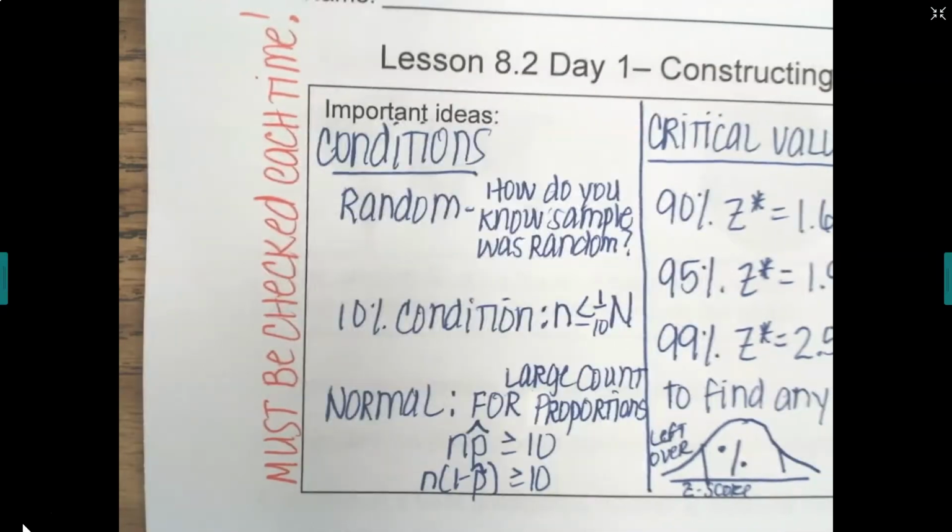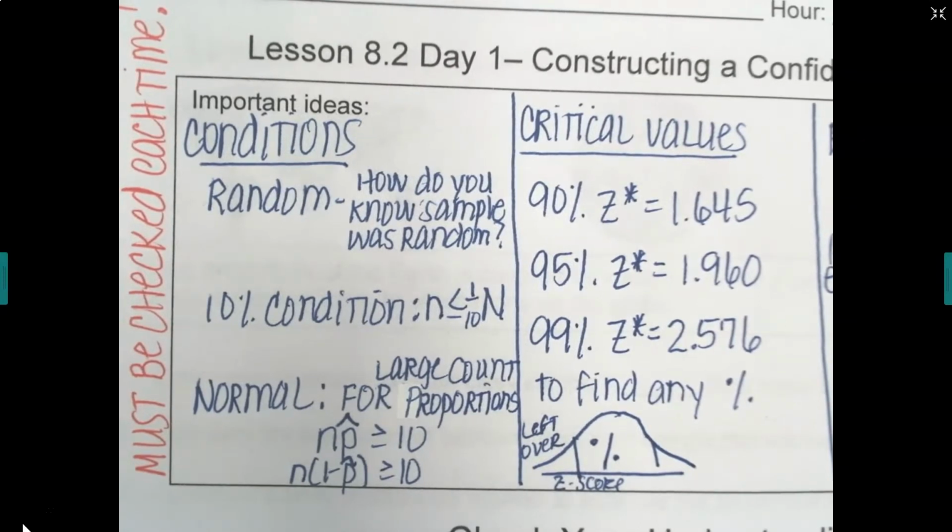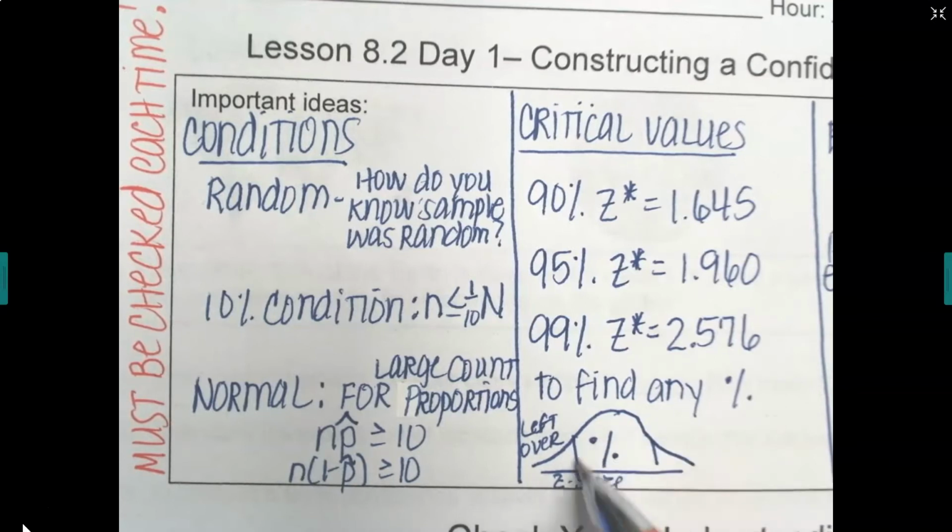Our critical values, I have the most important ones here. You really should memorize those just to save yourself some time. A 90% confidence level has a z-star of 1.645, 95% is 1.96, and 99% is 2.576. To find any percentage, remember you're taking your percentage out of the middle, so I just look up this lower bound, and you look at the area because you have to find out how much is left over, and then work backwards to get the z-score. Okay.